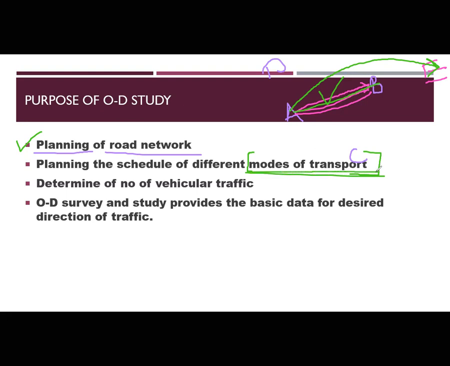To decide the mode of transportation this way, we need to know the actual number of trips, to determine the vehicular traffic. If there is a busy street and there is no vehicle even there, we must know that. To determine vehicular traffic, the origin and destination survey and study provide the basic data for design and direction of traffic. What is the need of a road or traffic? It is found out by this particular survey.